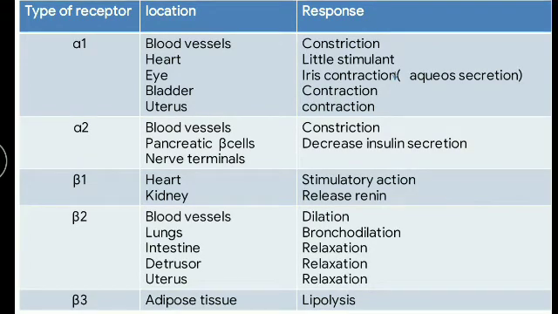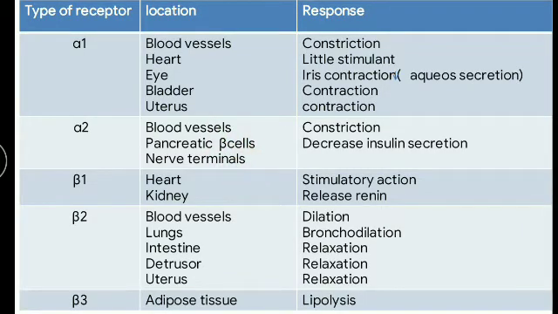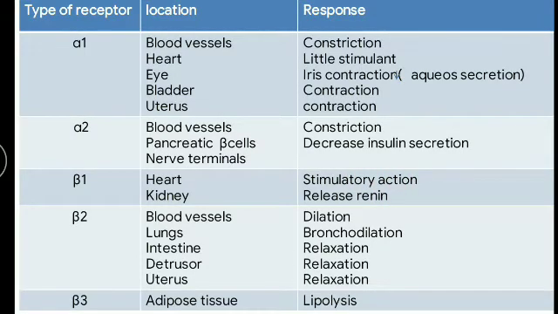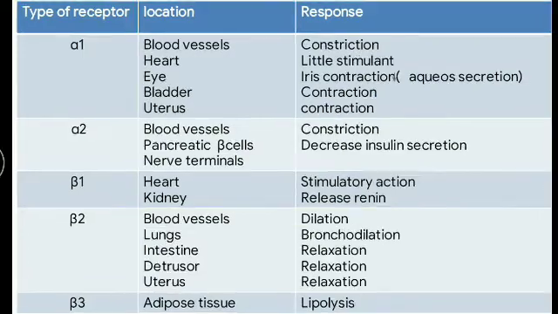Next, alpha 2 receptors are present in the blood vessels, pancreatic beta cells and nerve terminals. The response is that the blood vessels are constricted, and in the pancreatic beta cells they cause a decrease in insulin secretion. Beta 1 receptors are present in the heart and kidney. On the heart they have a stimulatory action, and in the kidney they cause release of renin.